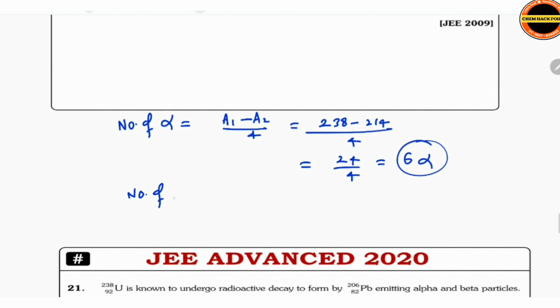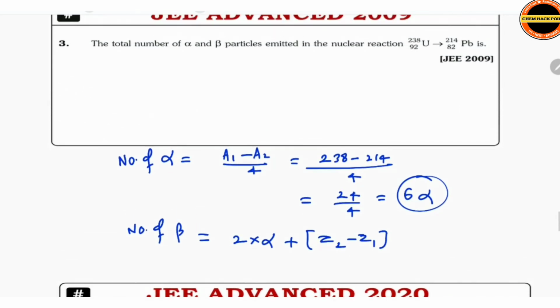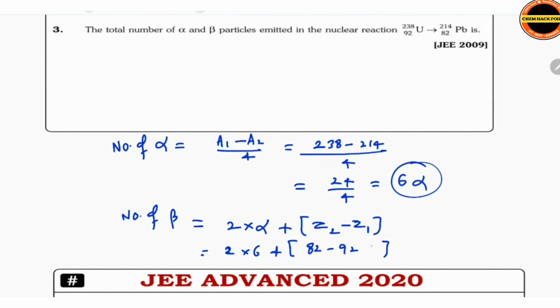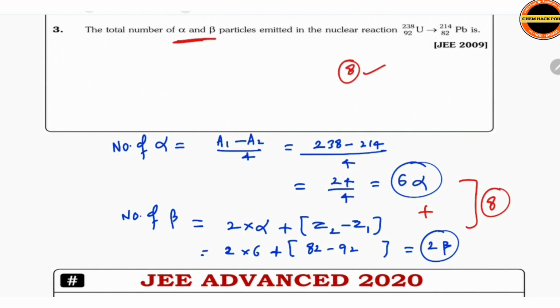And then the number of beta particles. What formula did we use for the number of beta particles? 2 into alpha particles plus Z2 minus Z1. So we get 2 into 6 plus Z2, which is 82, minus 92. That is minus 10, so 12 minus 10, that is 2 beta particles. So 6 alpha, 2 beta. Overall you are getting 8 particles. So the answer is 8 here. They are asking for total alpha plus beta, so 8 particles. How do you get these formulas? In the previous video we discussed it, once you watch it.